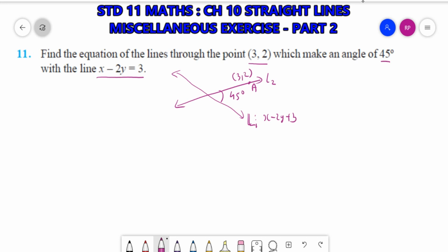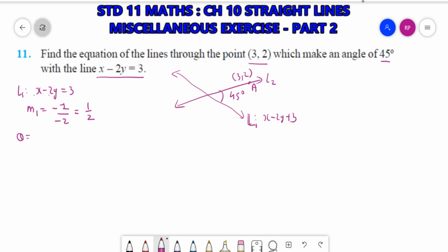So now I already have a point. If I get the slope, I can use the slope-point form. So first, let's find the slope m1 of L1, that is x minus 2y equal to 3. Its slope m1 is minus a by b, that is minus 1 upon minus 2, so this will be equal to 1 by 2.